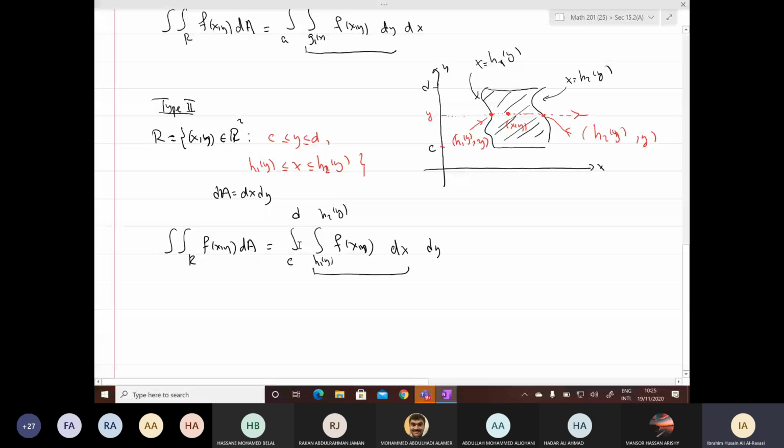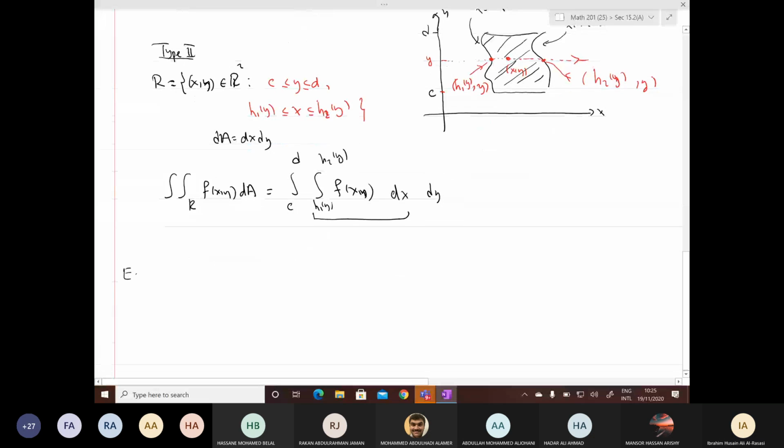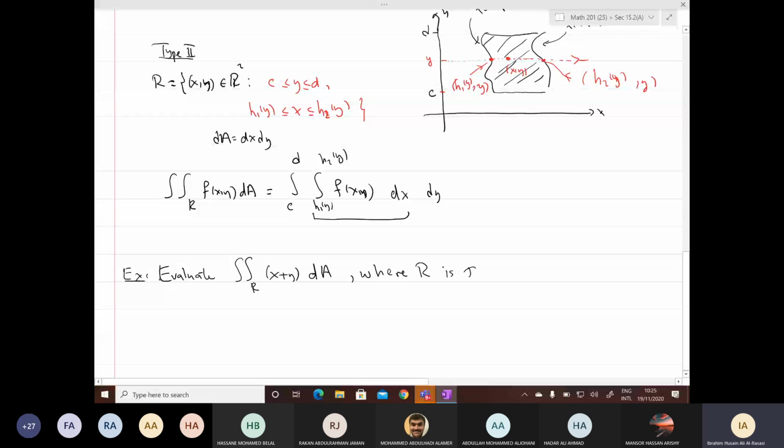Now let me give you an example, just to show how to do this. Example: evaluate the double integral over R of (x plus y) dA, where R is the region bounded by the curves y equals root x, y equals 0, and x equals 9. Solution.